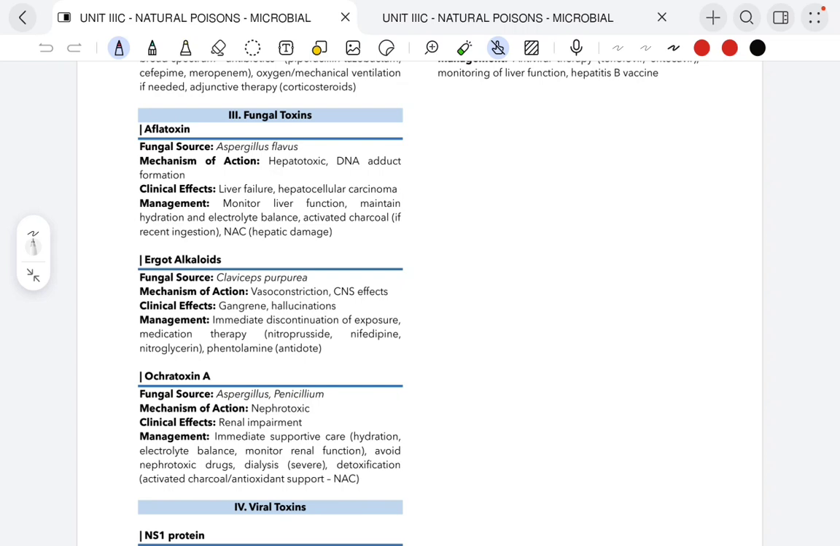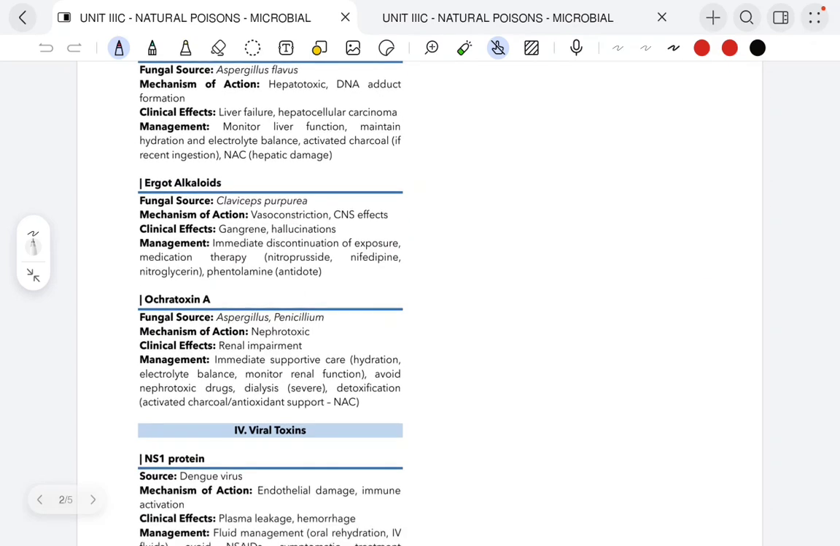For the management, of course, we need to monitor liver function. So by monitoring the levels of your ALT and your AST, and then we have maintain hydration and electrolyte balance, activated charcoal if there is a recent ingestion of your aflatoxin, and we can use as well your N-acetylcysteine since it is, or parang kumbaga, it reduces oxidative stress, especially if there is hepatic damage in our patient.